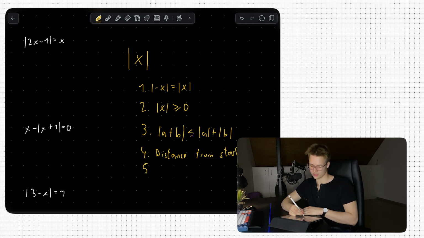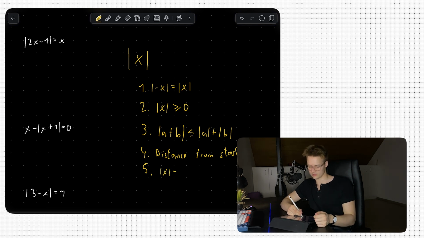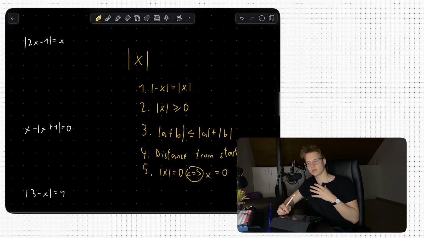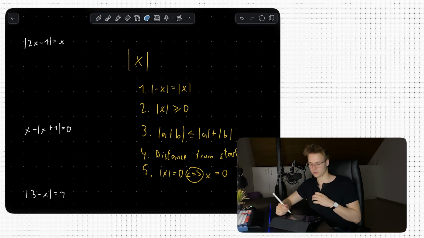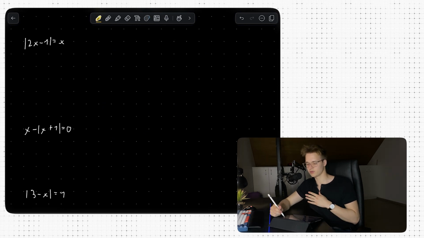Last one that we can mention, it's not really all that important, is that it's equal to 0 if and only if x is 0, okay? So again, here you see the logic symbol and we've explained why they're important in the logic video. So let's get started with this and let's solve some exercises. So these are basically the theory that you needed to know.